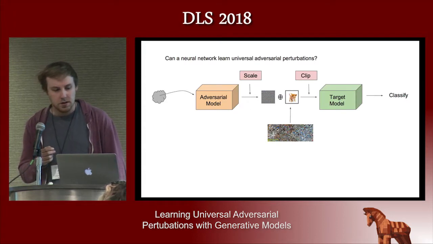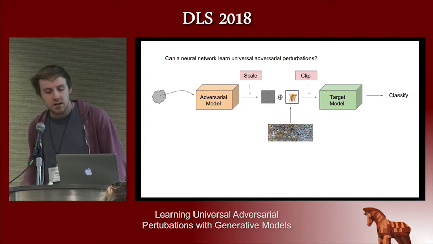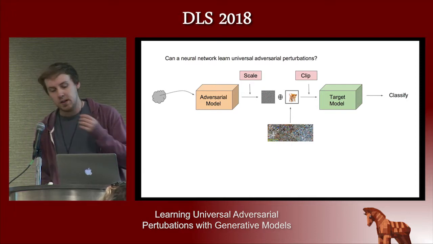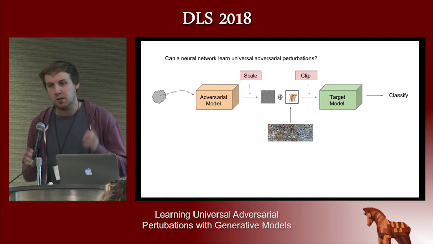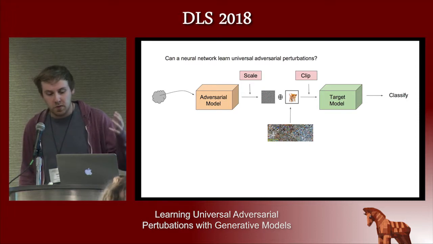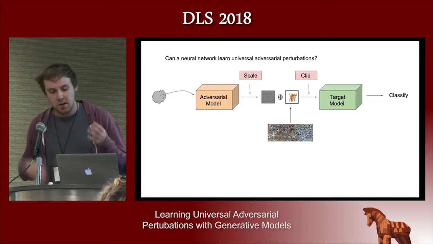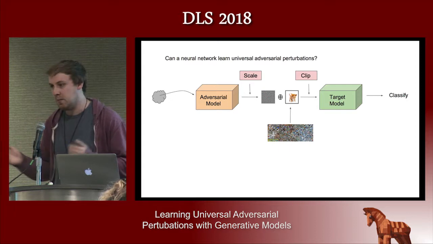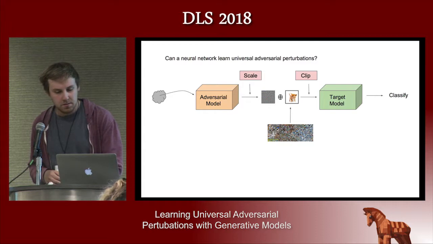The way that we do this is fairly simple. We sample from some latent space, and this is then transformed into a perturbation by this adversarial model, and it's scaled to be constrained within some epsilon ball. Then it's applied to a random image, which we sample from the data set, and we combine the two, clip it to the target model's acceptable input ranges, and then classify this new example.